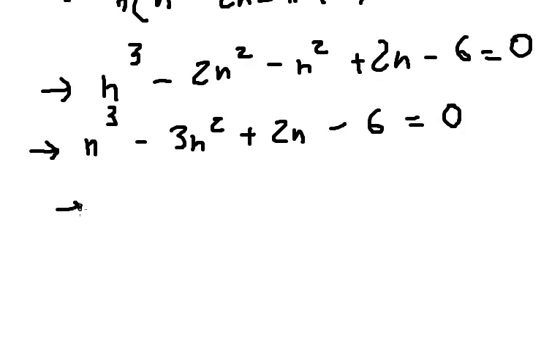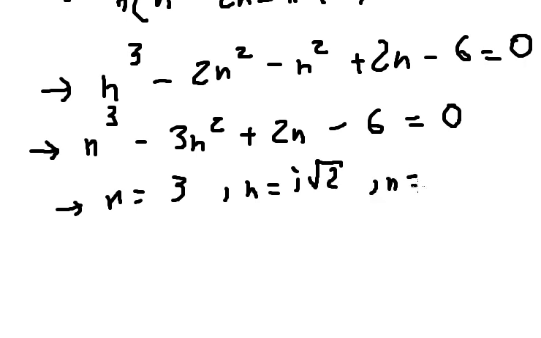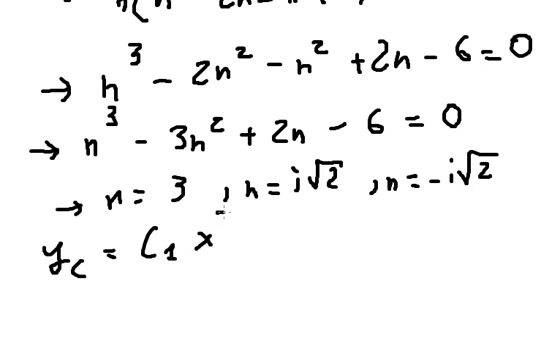So we have n equals 3, n equals i times the square root of 2, n equals negative i times the square root of 2. So we have yc equals c1, the constant 1, s to the power of 3.